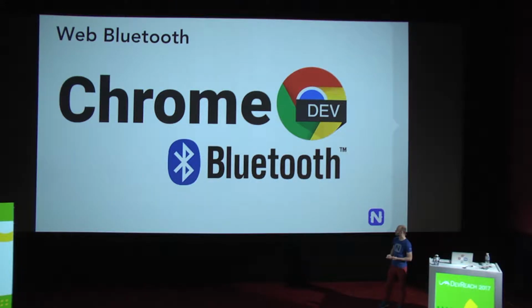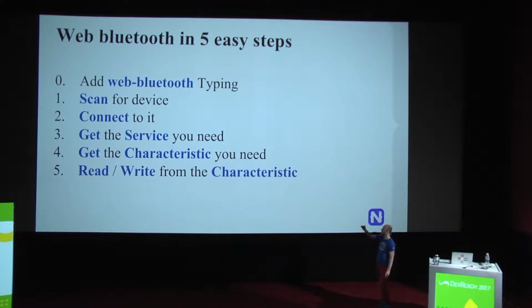And the way we use it is very simple. Usually, we have to install the web Bluetooth, add some typings, and then in order to communicate with a device, you have to scan for it. Once you found it, you can connect to it. Then you get your services, you get your characteristics, and once you have the characteristics, you can start sending commands to it, either for reading or writing, okay?